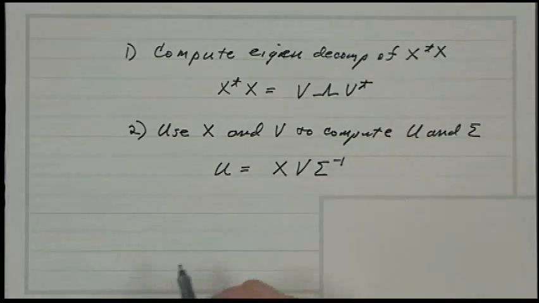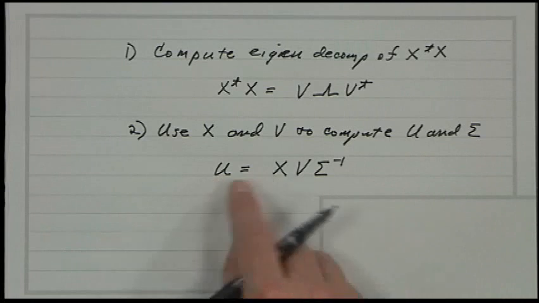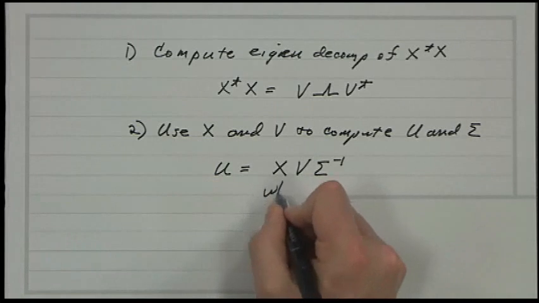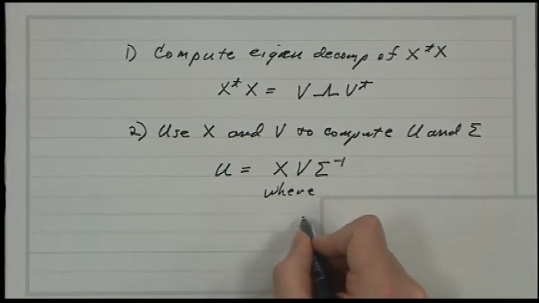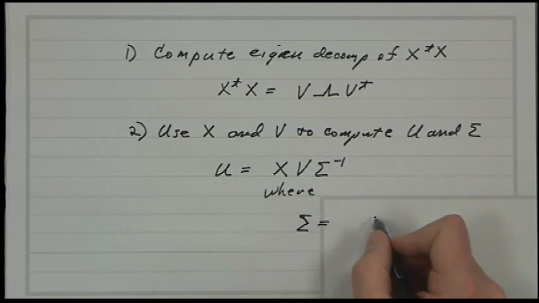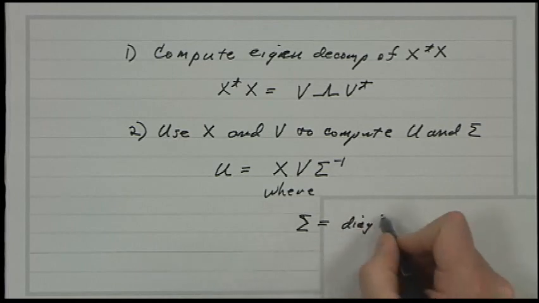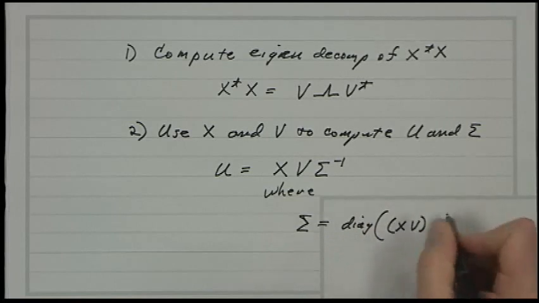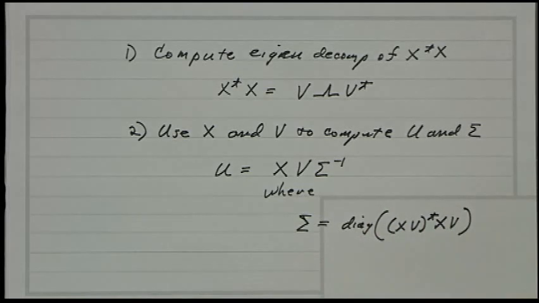Now you say, what's sigma inverse? You know that the columns of U must be normal. So sigma is equal to, you take the diagonal of XV transpose XV, square root.